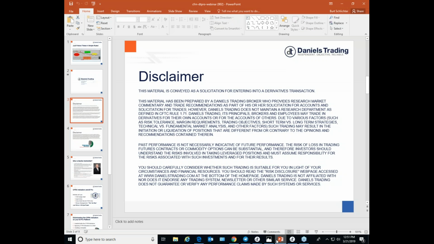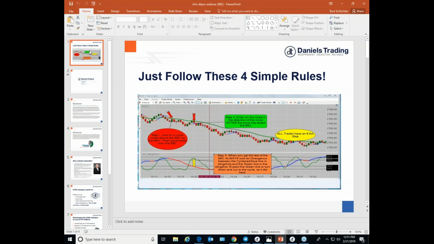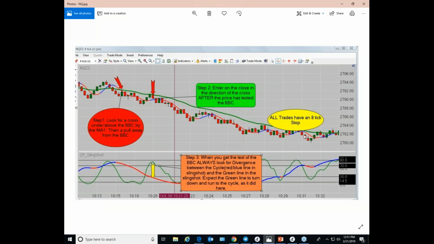So what are we going to learn? Well, you'll have a set of trading rules. You'll be using stop losses. Every trade has an 8-tick stop attached to it, right? You're going to be on a 4-tick range chart, so you'll have to be actively engaged in the marketplace.